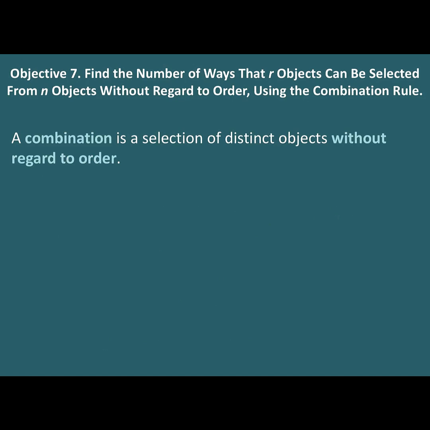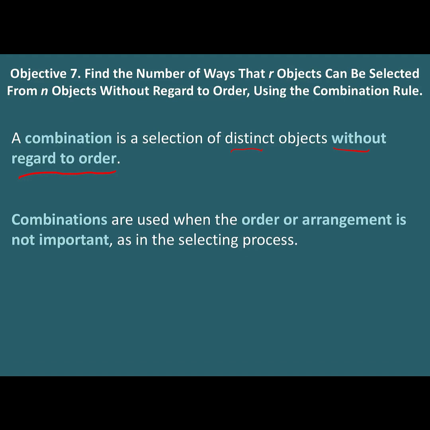Now let's look at combinations. A combination has similarities to permutations. However, a combination is a selection of distinct objects without regard to order. Recall that a permutation required that the order be taken into account. A combination does not take order into account. A very important distinction.